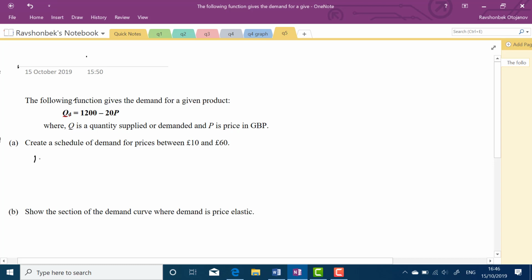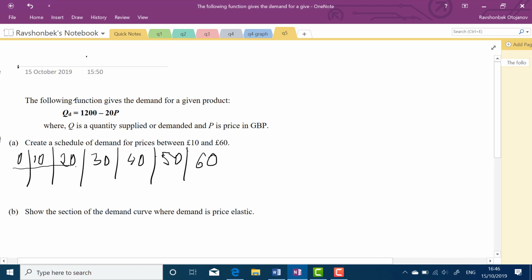So the schedule has to be between 10... So let's start from 0, 10, 20, 30, 40, 50, 60, 70. So that 70 is redundant. Yeah, we don't need that. Right, and we need to now create a schedule.